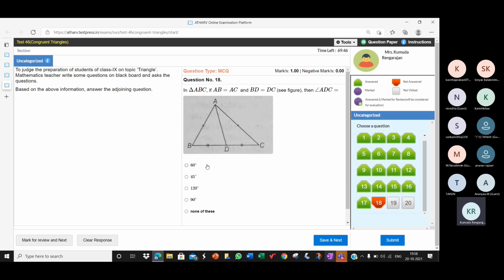Very good. Next. Ma'am, after that by CPCT we get that angle ADB is equal to angle ADC. Okay, ADB is equal to ADC. Thank you, Shreyas. Sangamitra, is he right so far?